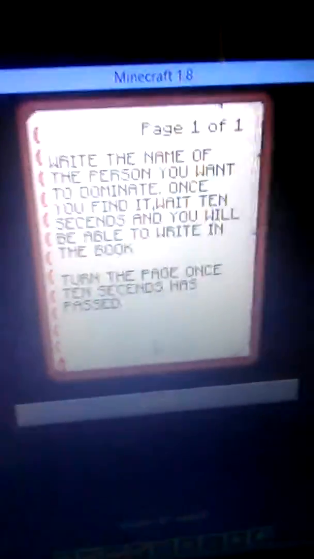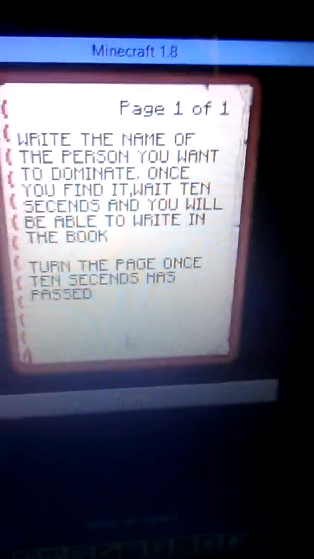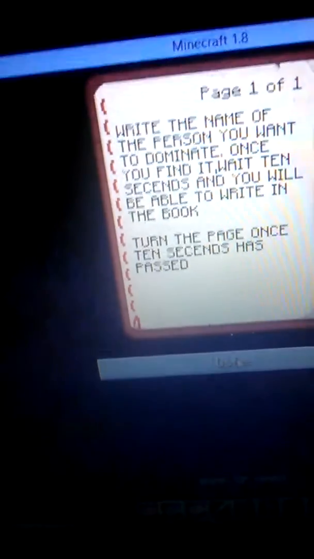Now, here's the second one. The second one is Book of Harm. Here's what it says. Write the name of the person you want to dominate once you find... wait 10 seconds and you'll be able to write in this book. Turn the page once 10 seconds has passed.